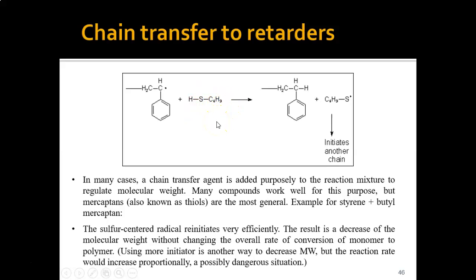The sulfur-centered radical reinitiates very efficiently. The result is a decrease of the molecular weight without changing the overall rate of conversion of monomer to polymer. Using more initiator is another way to decrease the molecular weight, but the reaction rate will increase proportionally, a possibly dangerous situation.